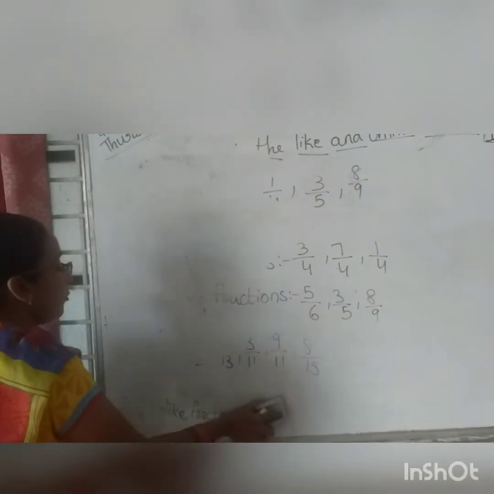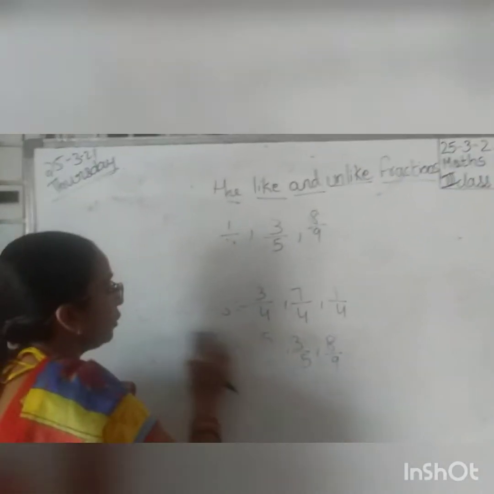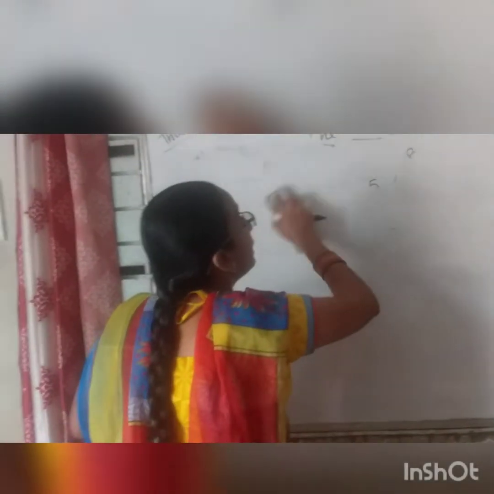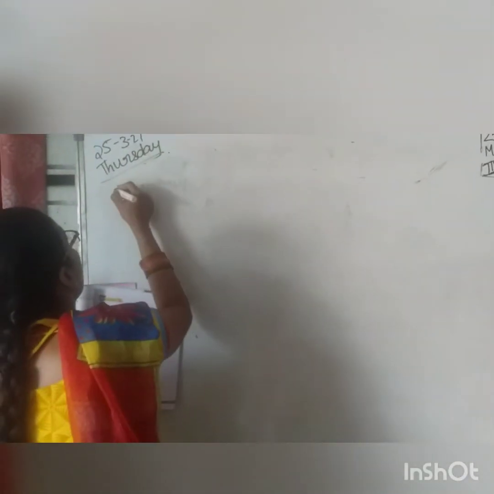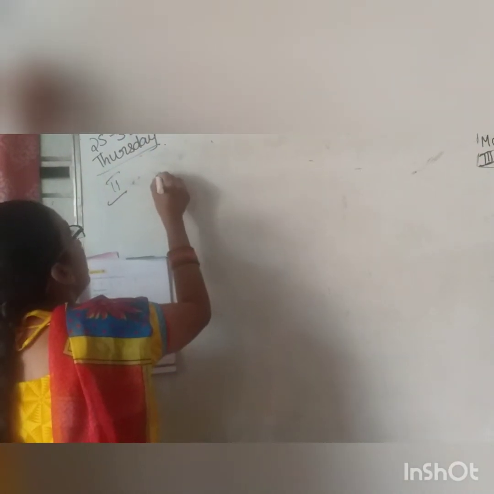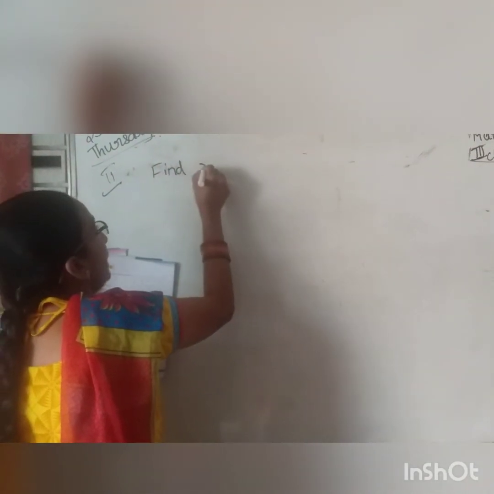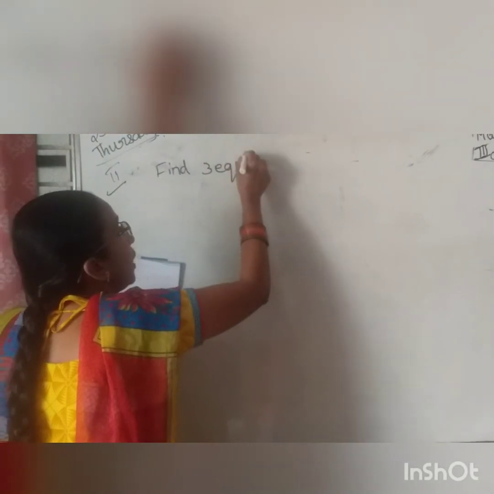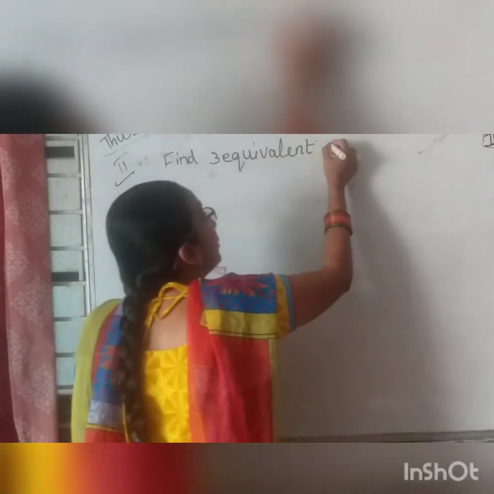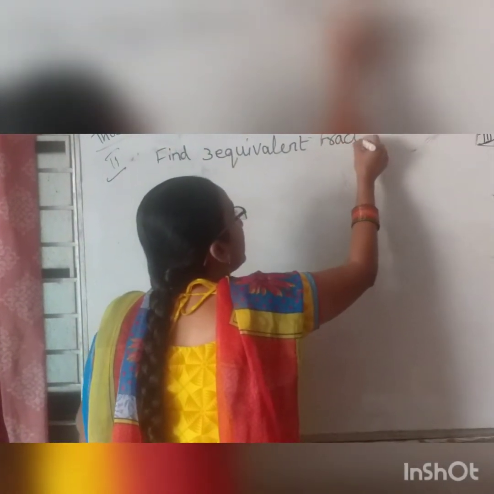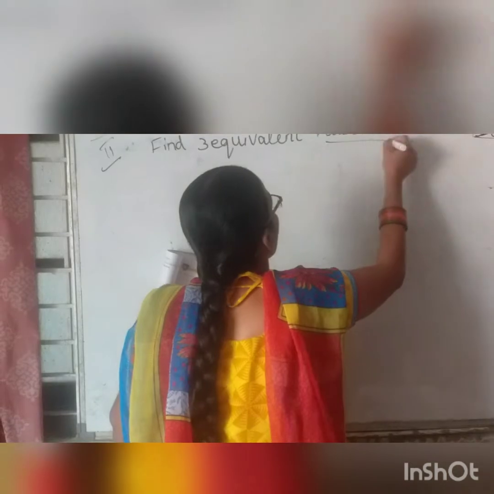After writing all this on one page, open a fresh page and write equivalent fractions. What are equivalent fractions, children? I told you. Whenever the denominator and the numerator are multiplied with the same number. Second bit, find 3 equivalent fractions. Yes, write 3 equivalent fractions.